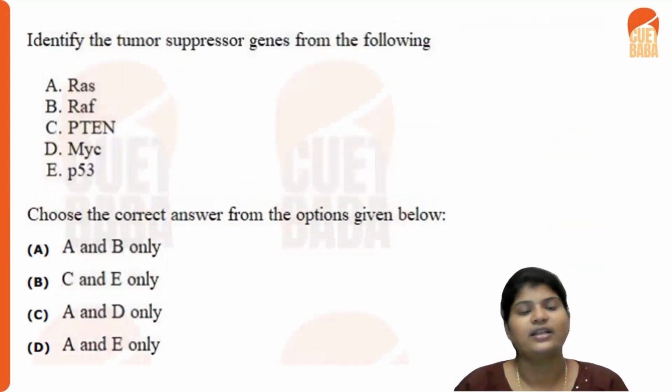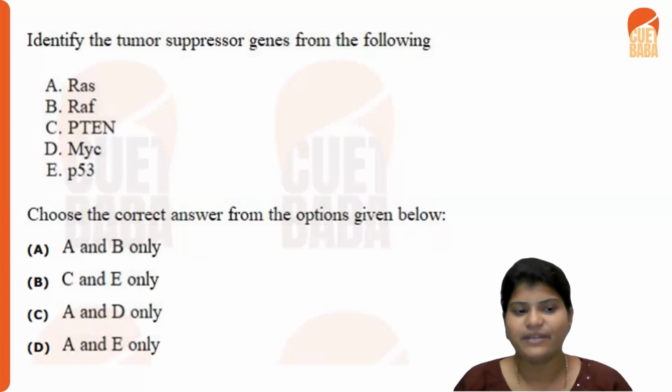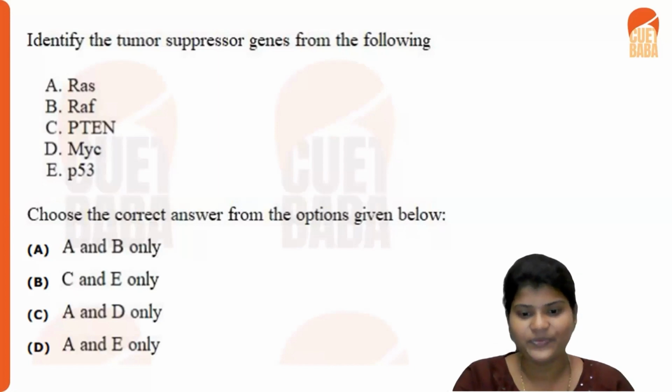And the next one: identify the tumor suppressor genes from the following: RAS, RAF, PTEN, MYC, and P53. From that, we need to identify which genes suppress tumors. So option C and E will be the correct answer. PTEN and P53 act as tumor suppressor genes. So option B will be the correct answer.